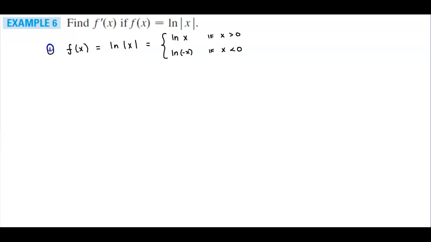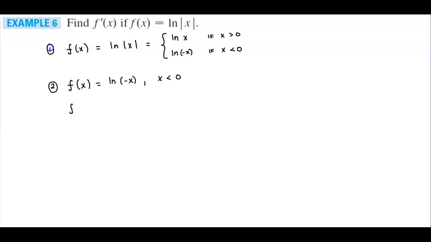Okay, so let's take a look at when we have the second scenario. So what happens when we let f of x equal the natural log of negative x when x is less than 0? So let's find the derivative of this function.